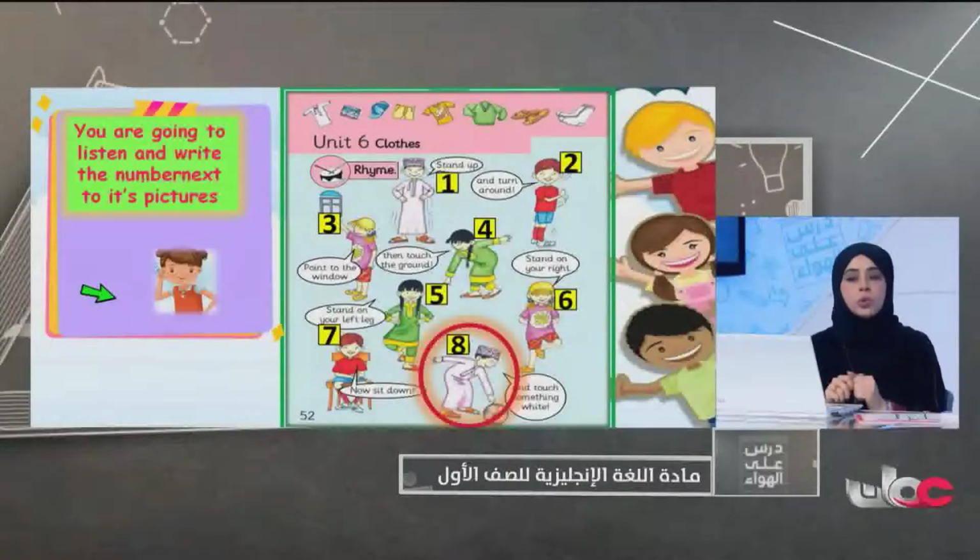Now I want you to look to number seven. Who is that in number seven? Very good. That is Paul. Very good. What Paul is doing? Very good. Sit down. Sit down.